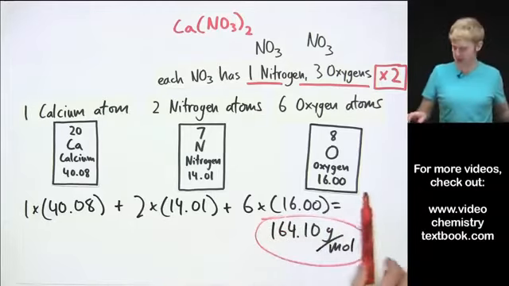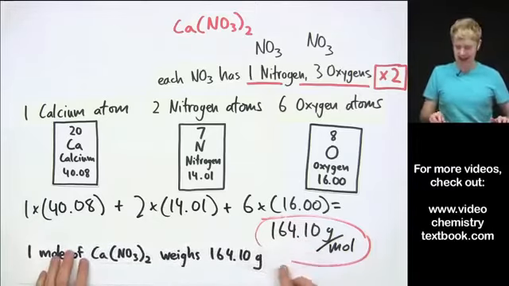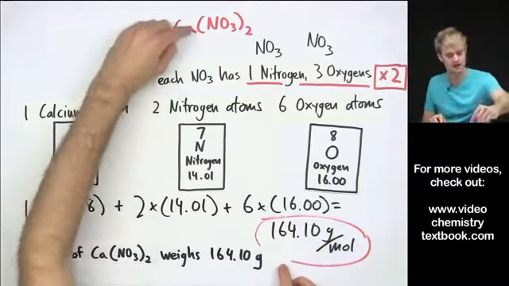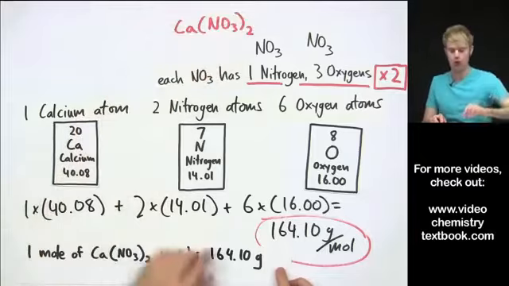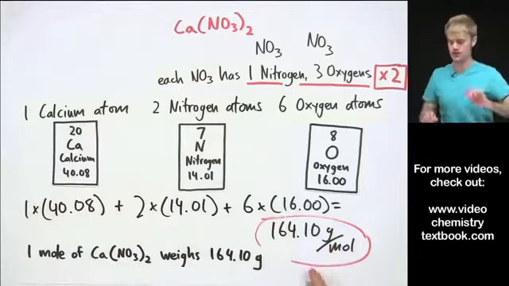And I know this might sound repetitive, but it's really important to keep in mind what this number means. It means that 1 mole of Ca(NO3)2 weighs 164.10 grams. That's how much a mole of this weighs.